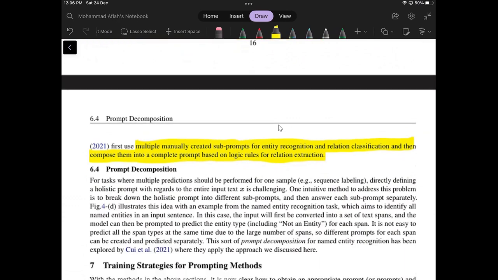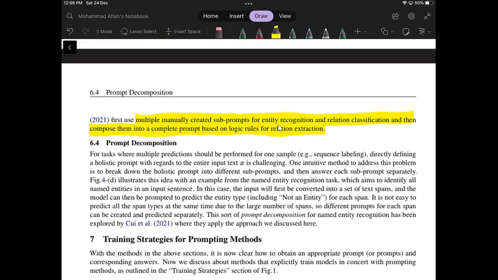Then you have prompt decomposition. For tasks where multiple predictions should be performed for one sample, like sequence labeling, directly defining a holistic prompt with regard to the entire input is challenging. One intuitive method to address this problem is to break down the holistic prompt into different subprompts and then answer each subprompt separately. So figure D shows this for NER, which aims to identify all entities in inputs.